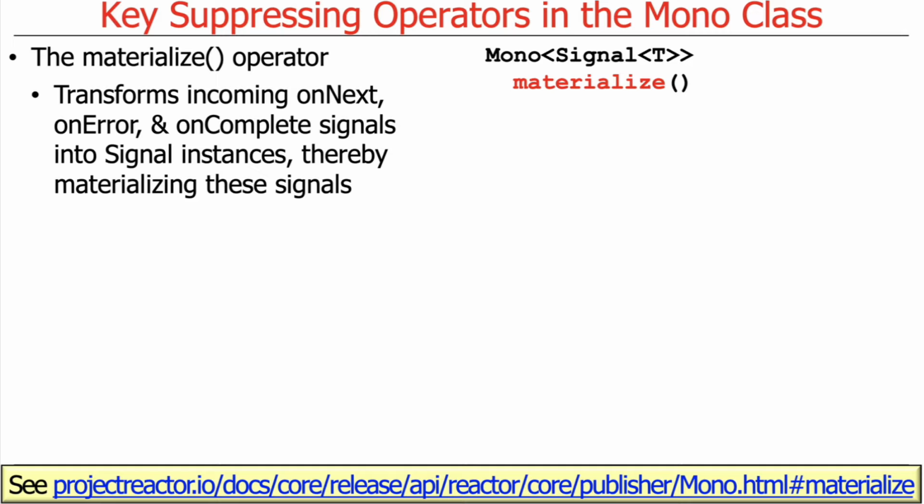So we'll talk about the materialize operator first. What it does is it transforms any incoming onNext, onError, or onComplete signals into a so-called Signal instance, which thereby materializes these signals. I don't invent these names. They come from the people who designed this class. I think it's a little bit goofy, but that's what it's called, materialize.